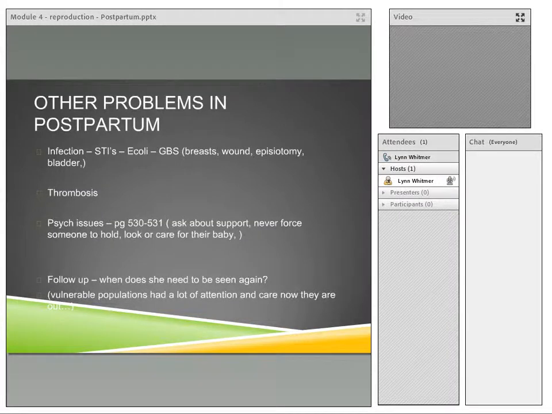Psych issues, we've already talked about them. You can look on page 530 and 531 for more specific issues. Make sure that we've discussed the support system, ensure that their families are aware of how to look for the different signs and symptoms and the changes that she might undergo. We never want to force someone to hold or look or care for their baby, but we want to offer support and find out what their support system is.